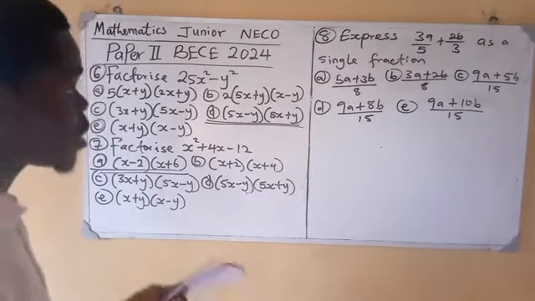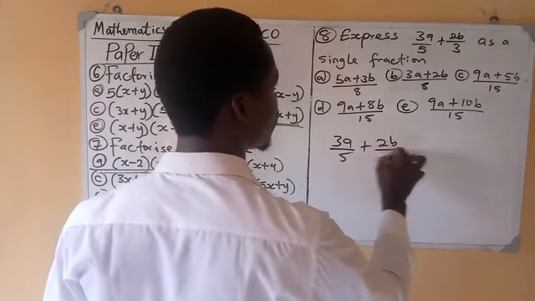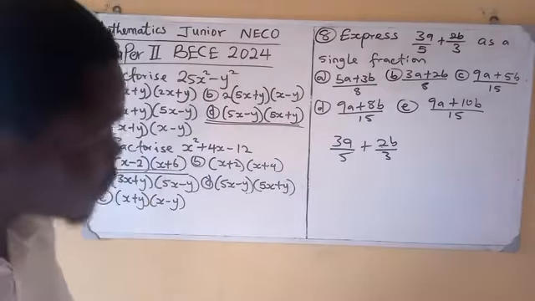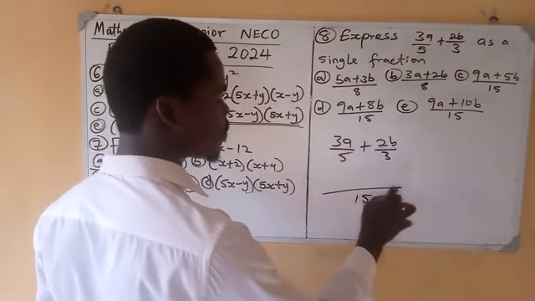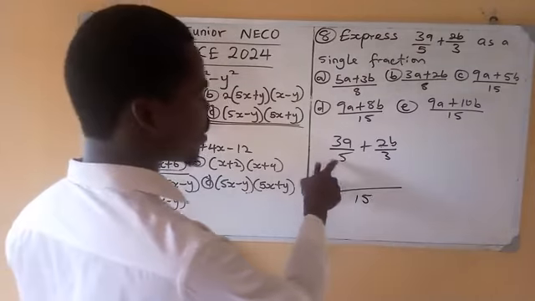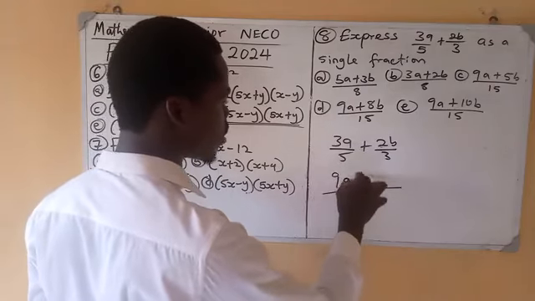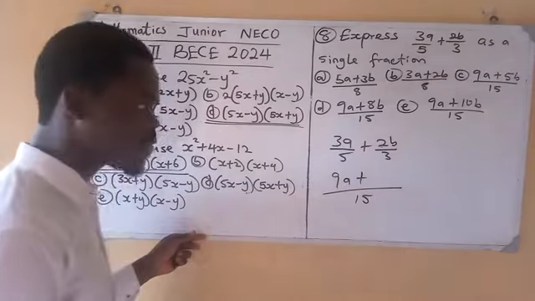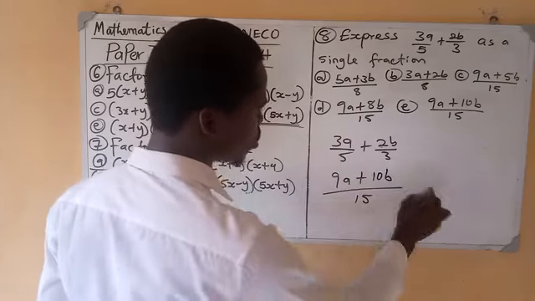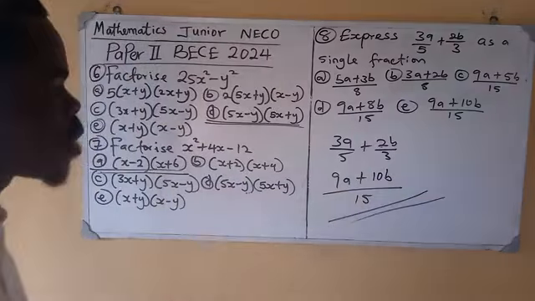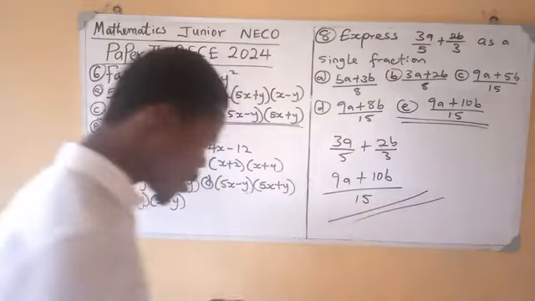Alright, so let's solve that problem. We have 3a over 5 plus 2b over 3. The first thing to do is to find the LCM of the denominators, which is 15. So 15 divided by 5 is 3; 3 times 3a, we have 9a. Plus 15 divided by 3, we have 5; 5 multiplied by 2b, we have 10b. So this is a single fraction, and you can see option E is the correct answer.